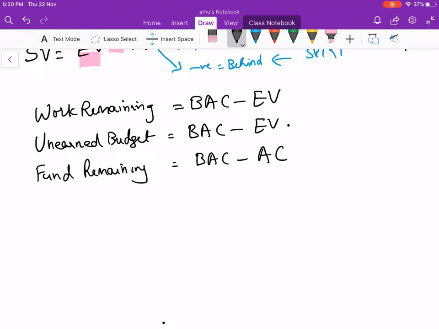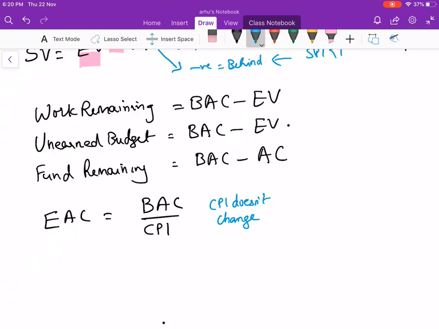Okay, let's see a few more formulae on estimate at completion. Estimates are usually done to forecast in the middle of the project or in the early part of the project. So estimate at completion is nothing but budget at completion divided by cost performance index. This is for a situation where CPI doesn't change, it is constant. Let's say you're doing a project with a CPI of 0.9, the estimate at completion will be BAC divided by 0.9. So when CPI doesn't change, you use this formula.